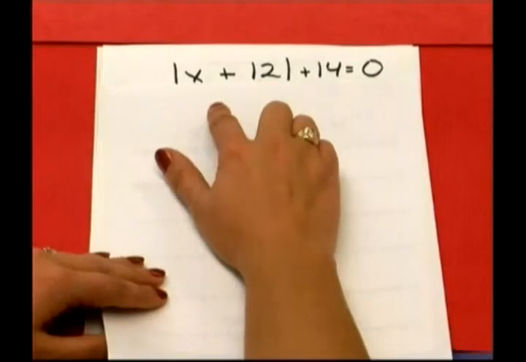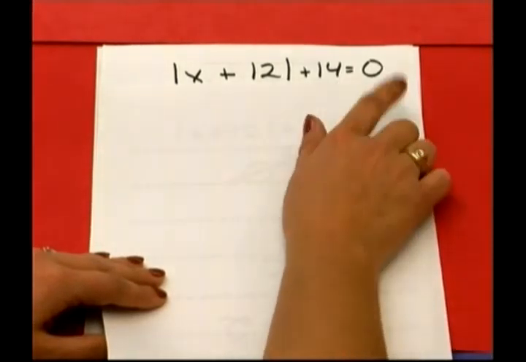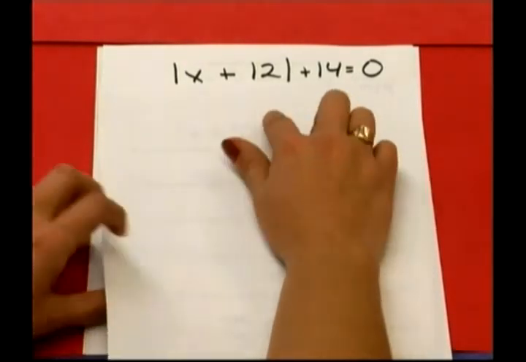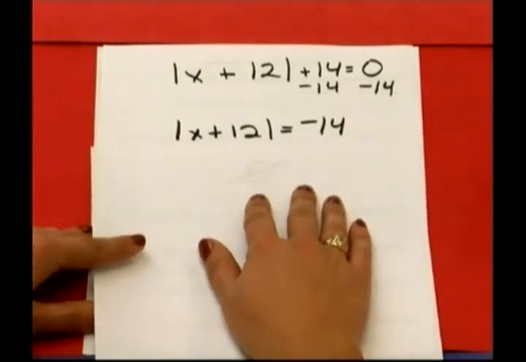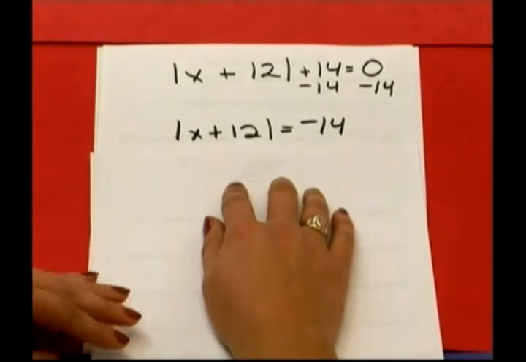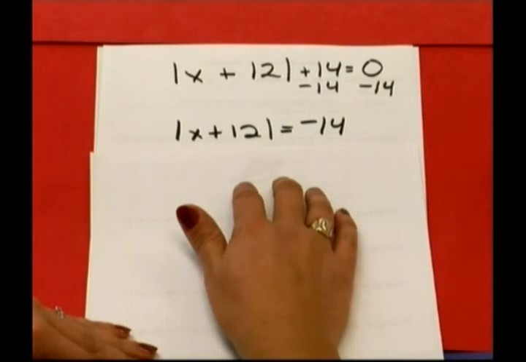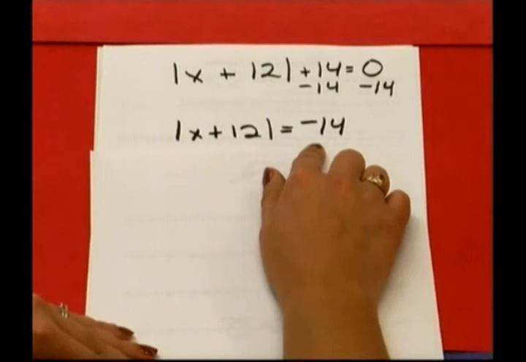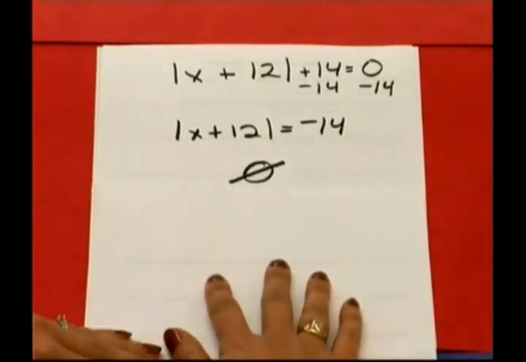Here's the next special situation I'd like you to consider. The absolute value of x plus 12 plus 14 is equal to 0. So, step 1, isolate the absolute value. We're going to do this by subtracting 14 from each side. Now I want you to watch what happens. Now we have the absolute value of x plus 12 equals negative 14. Remember, absolute values are distances. Therefore, we cannot have a negative distance. We cannot have a negative absolute value. This is called an empty set.